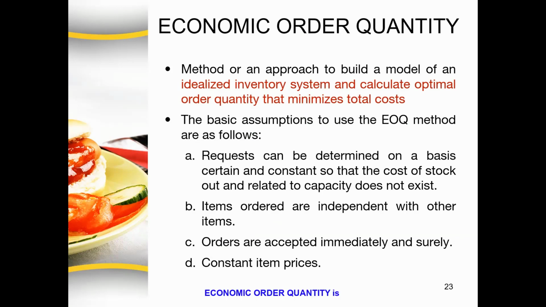Economic order quantity is a method or an approach to build a model of an idealized inventory system and calculate the optimal order quantity that minimizes total cost. The assumptions used in economic order quantity are: first, the number of requested items; second, the order item; third, independent and solely ordered items; and fourth, constant item price.